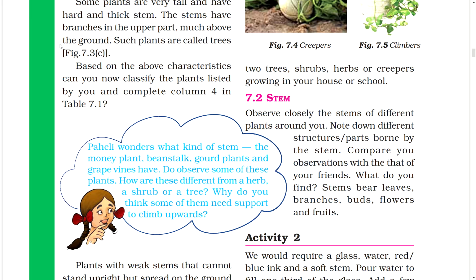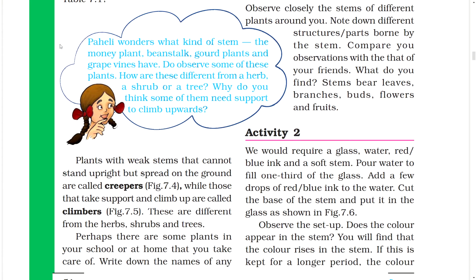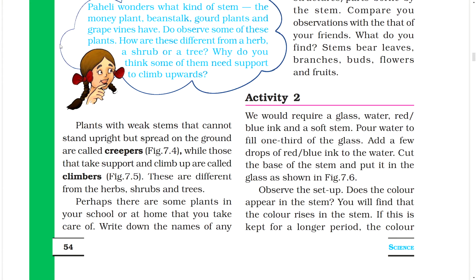Paheli wonders what kind of stem the money plant, beanstalk, gourd plant, and grapevines have. Do you observe some of these plants? How are these different from a herb, a shrub, or a tree? Why do you think some of them need support to climb upwards? Plants with weak stems that cannot stand upright but spread on the ground are called creepers. While those that take support and climb up are called climbers. These are different from the herbs, shrubs, and trees.